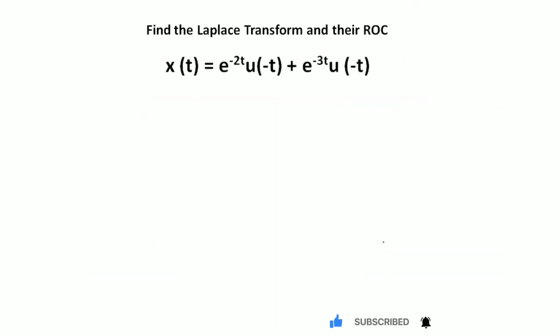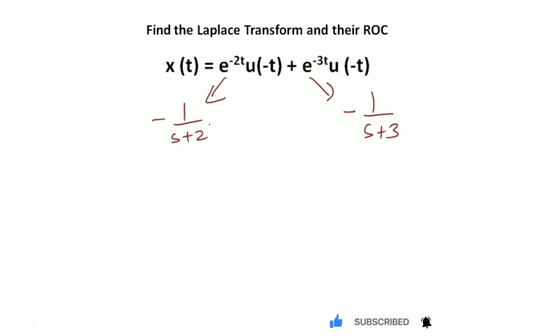The next question is also the same, but we have a left sided signal, and we have no minus sign here. You have to remember that we have no minus sign here. So what will be the Laplace transform of this signal? This will be minus 1 by s plus 2, and this will be minus 1 by s plus 3.